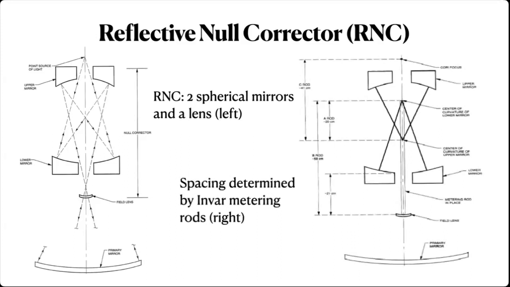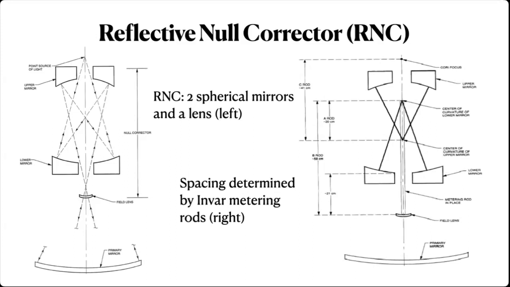So putting the reflective null corrector, even though it only has three elements, putting it together is quite critical. You want the spacing of the elements to be very precise so that the wavefront it projects is equally accurate. In particular, we're going to look at the spacing of this lens down here from the center of curvature of the lower spherical mirror. So since this is a part of a sphere, clearly there is a center of curvature here.